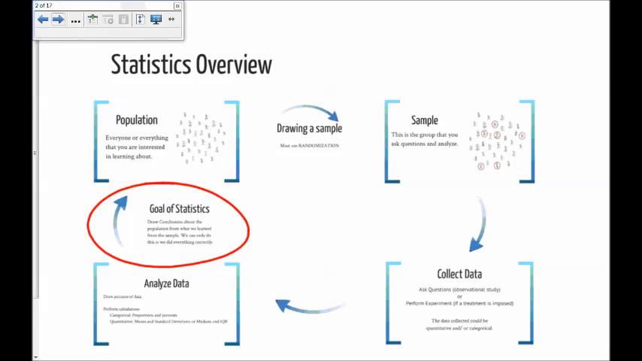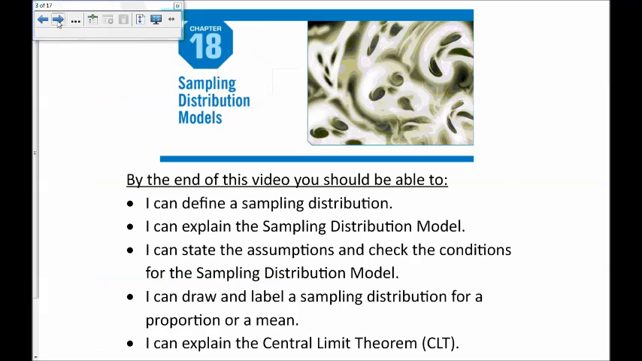In other words, to take it back and say, well, I think about this percent, or this is roughly the mean for the population, and I have a certain degree of certainty with that conclusion. So this video is focusing on chapter 18 about sampling distribution models.